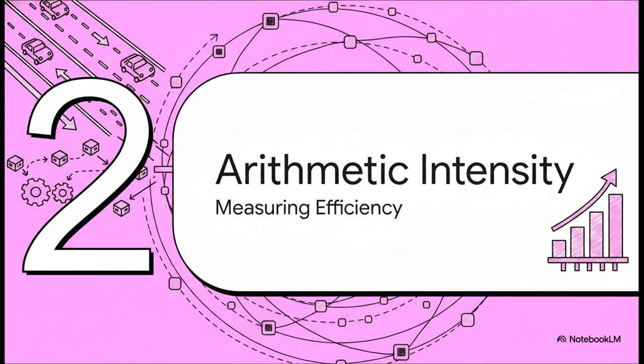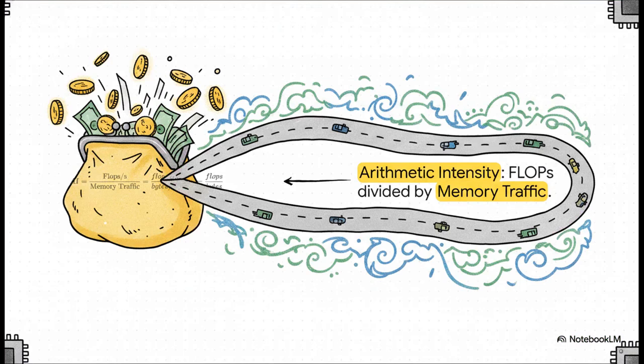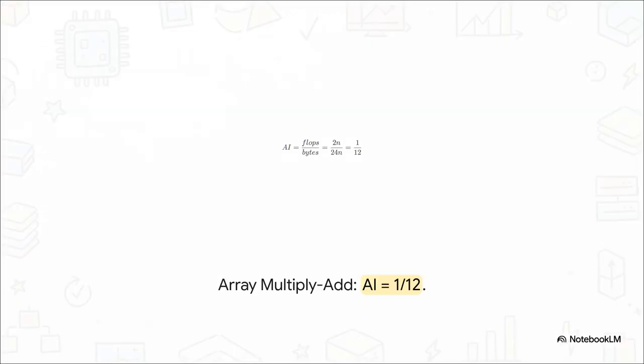That brings us to Section 2, measuring arithmetic intensity. Arithmetic intensity acts exactly like a budget. It's a simple formula: total computations divided by the total amount of data transferred in bytes. It tells us exactly how many mathematical operations we are buying for every single byte of data we drag across that slow memory highway. Let's look at a really basic example, an array multiply-add function.